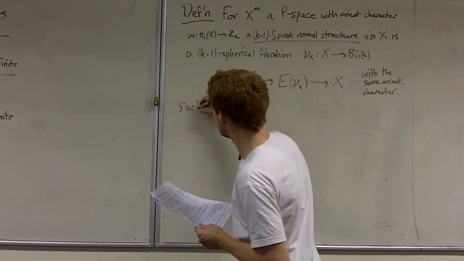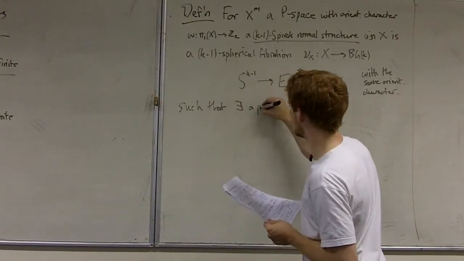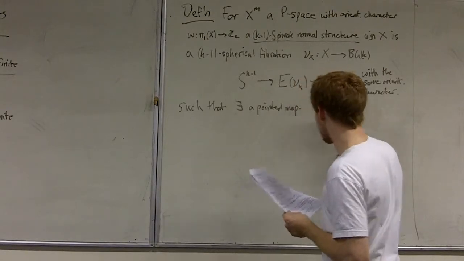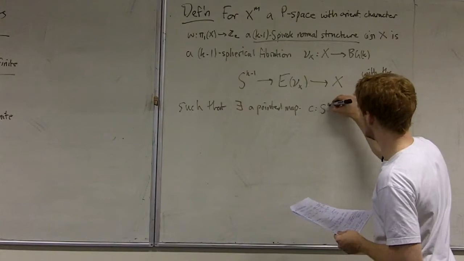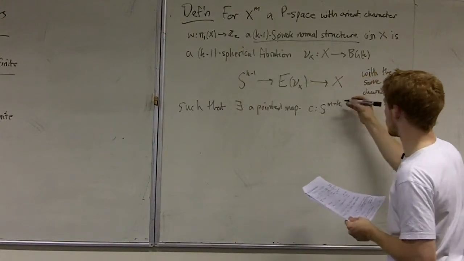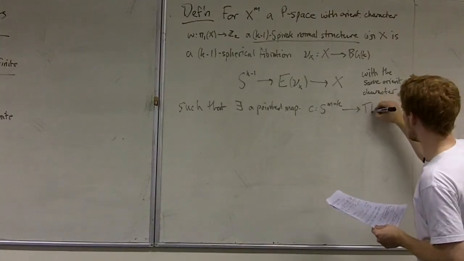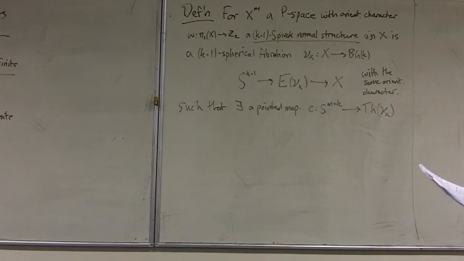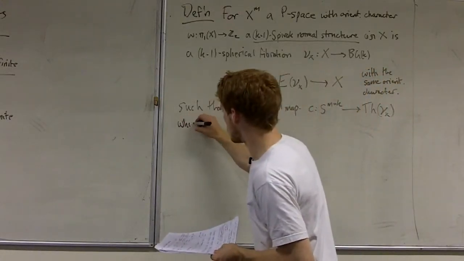Such that, there exists a pointed map, which I will suggestively call C, from the sphere of this dimension to the Thom space of the spherical fibration. Remember, this is the cone on the mapping cone, which agrees with the Thom isomorphism.